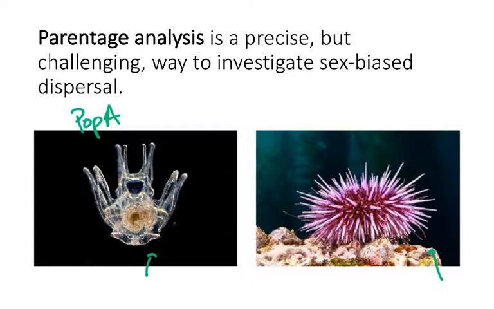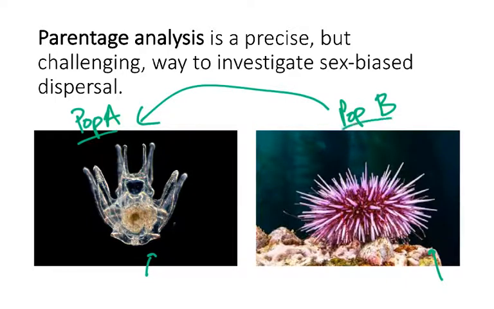So if we determine that the adult parent of this particular sea urchin was found in population B, a different population, we would then conclude that that larvae was born in population B and moved to this new population, and that would help us determine if there's sex-biased dispersal happening, because we also know the sex of the larvae. Again, it's challenging because you have to know which possible populations to test to see where the larvae came from and where it could possibly end up.